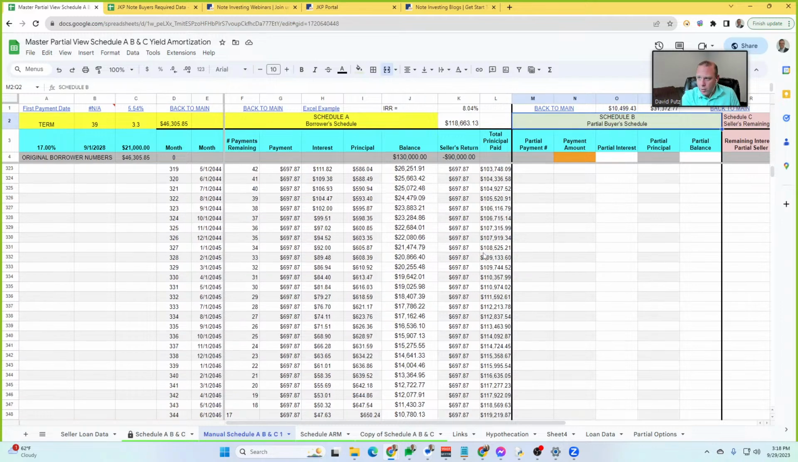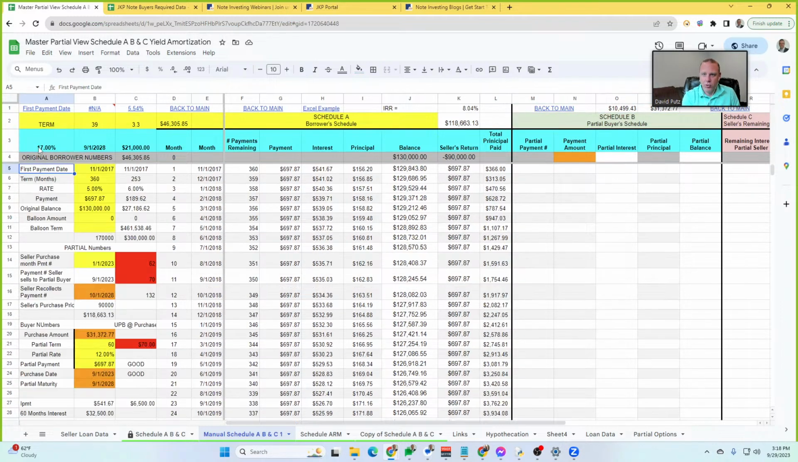In the partial world, if we set this up so the partial buyer is only going to buy 60 months, and they're going to buy it at $31,372.77, which has a 12% interest rate, you're going to get payments equal to the borrower's numbers. Now, we want to focus on the fact that we're buying part of that payment stream, which will end sometime in the future, 30 years from that date.